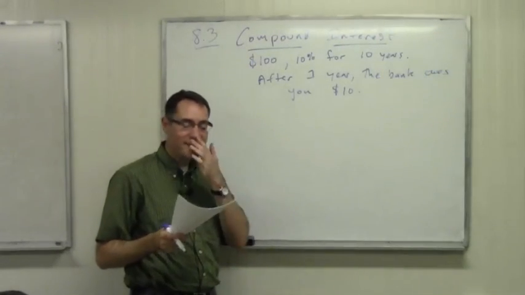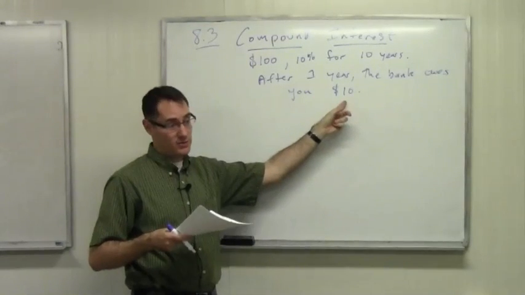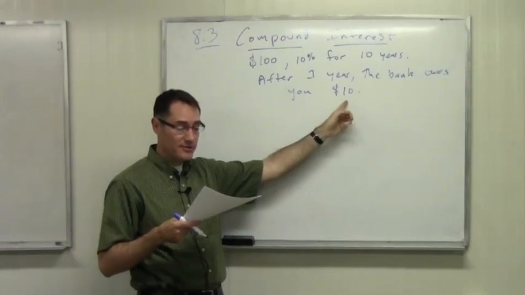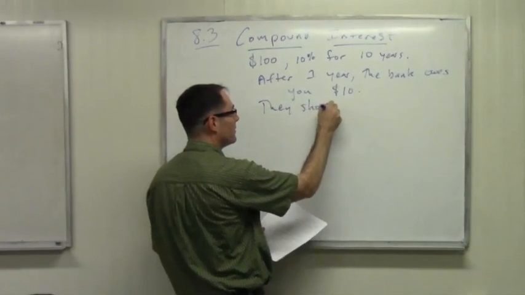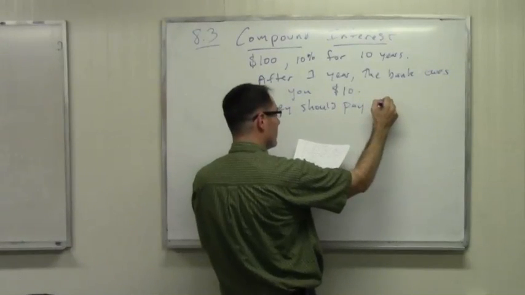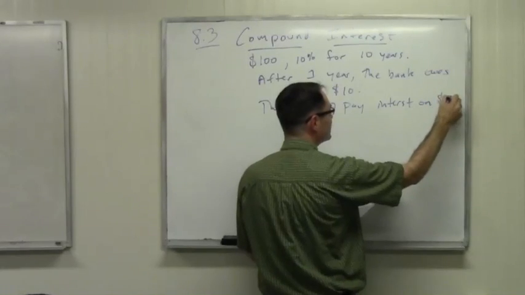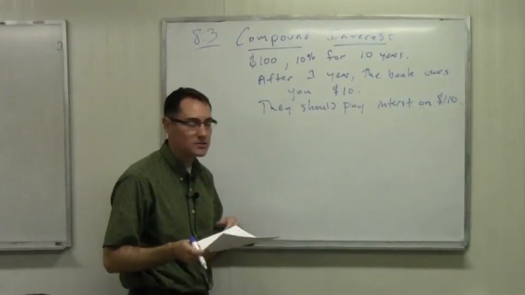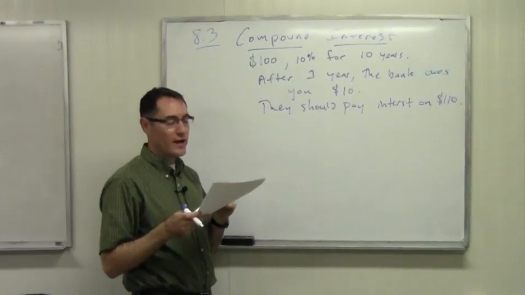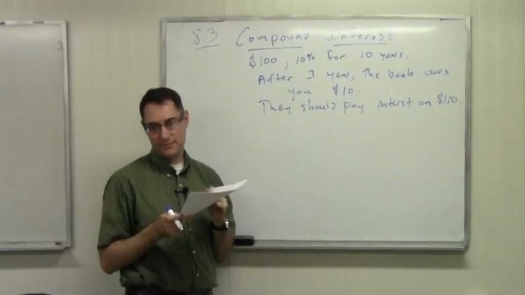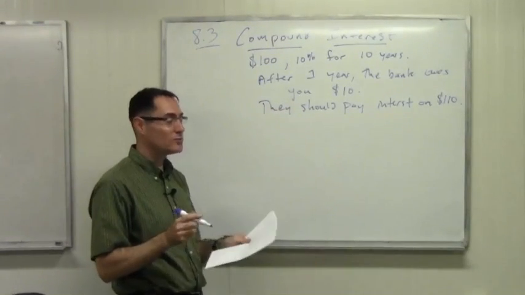Well, guess what? For the next year, shouldn't you be getting interest on that $10? They owe it to you. You should get interest for the next year on that $10. So for the next year, they should pay interest on $110, not $100. This is called compound interest. It's interest on the interest. And this can get big in a pretty cool way. Watch what happens here.